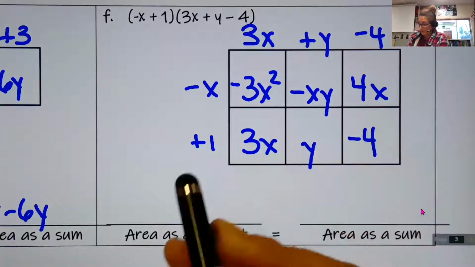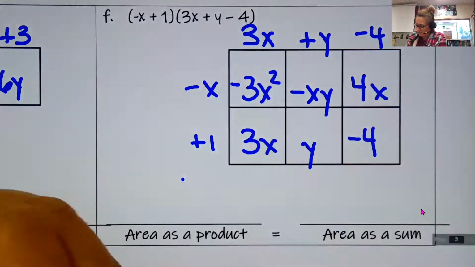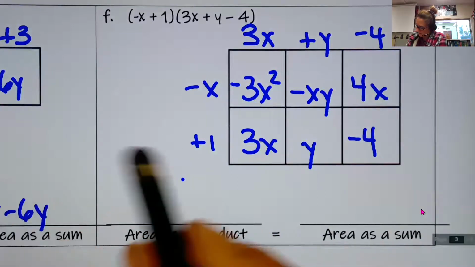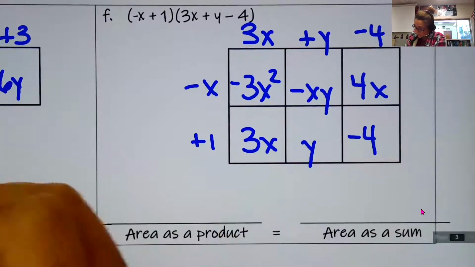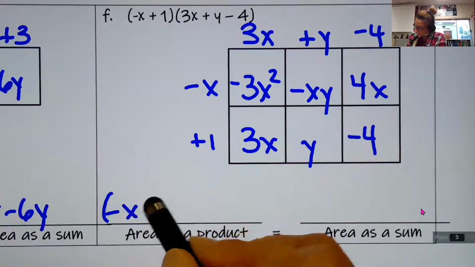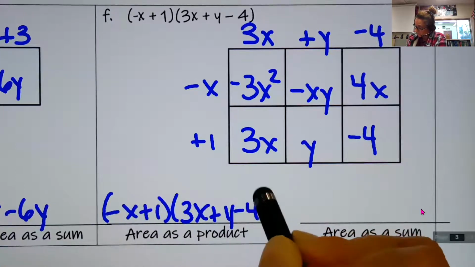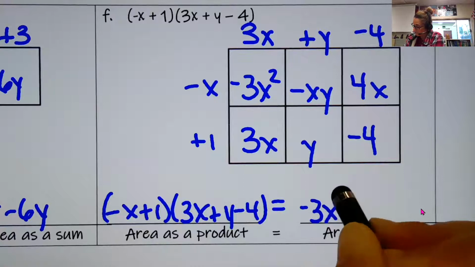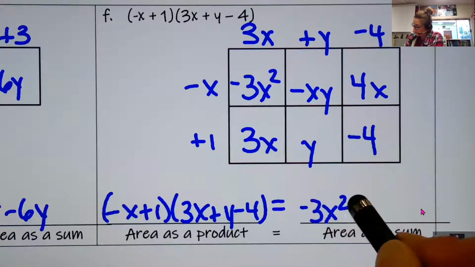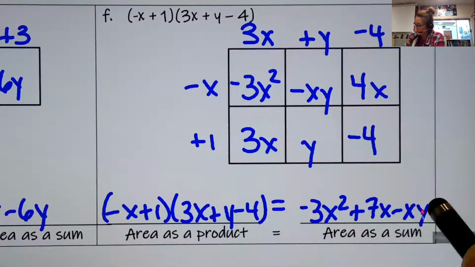And then my area as a product is going to be, usually I do my 2 and then my 3, but again, it does not matter. Whoops. It does matter that I put a negative here because it's supposed to be a negative x plus 1 times 3x plus y minus 4. And the other side, I'm going to combine like terms. So I have a negative 3x squared. 3x and 4x is a 7x minus xy plus y minus 4.